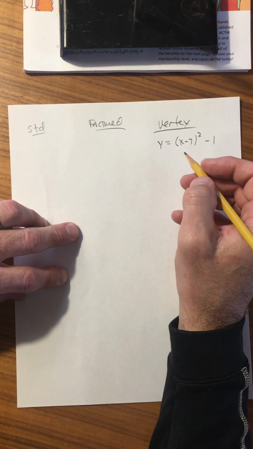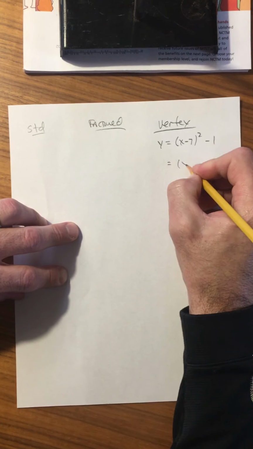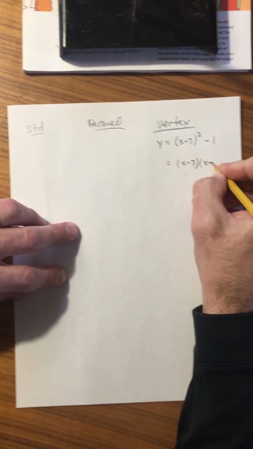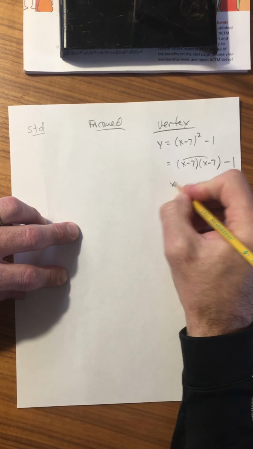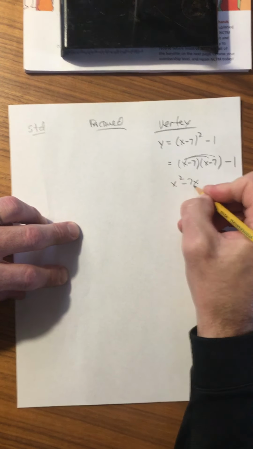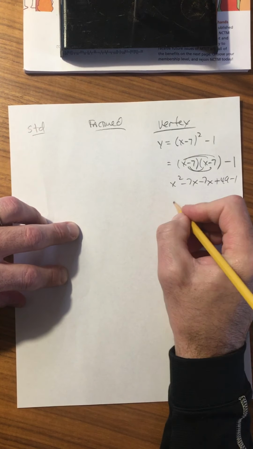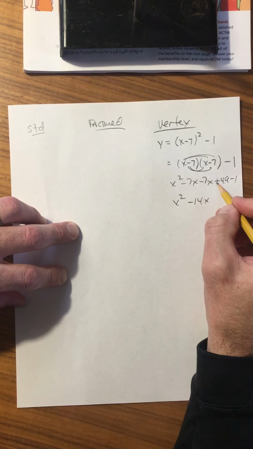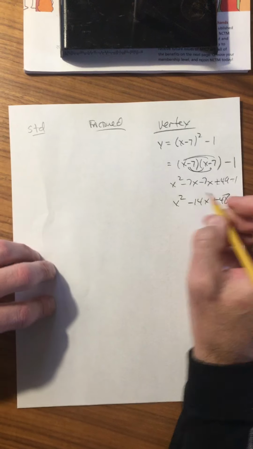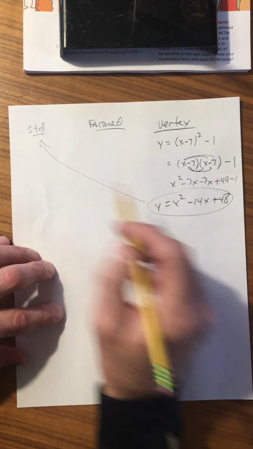Well, the way that you would do that is you just multiply this out and combine like terms. So this is the same as x minus 7 times x minus 7, minus 1. And you can distribute and then combine like terms. There we go. And so now you have the standard form, and then you can take that and put it in the factored form.